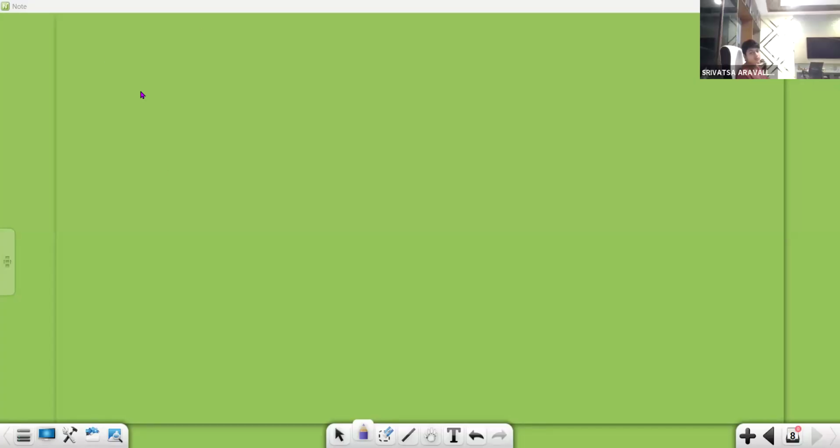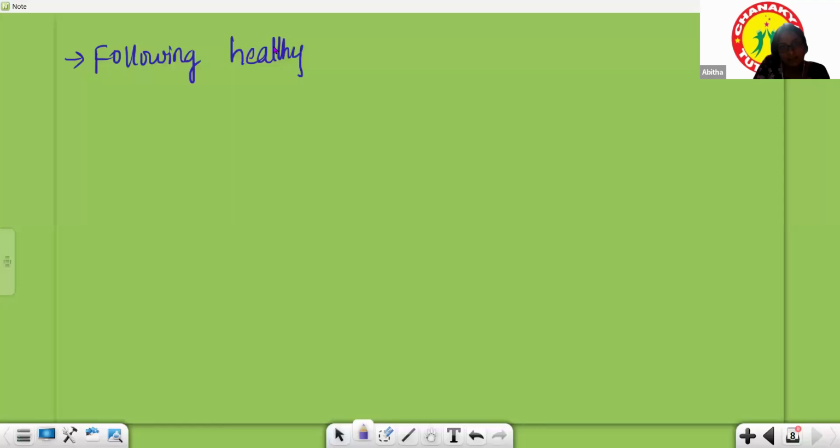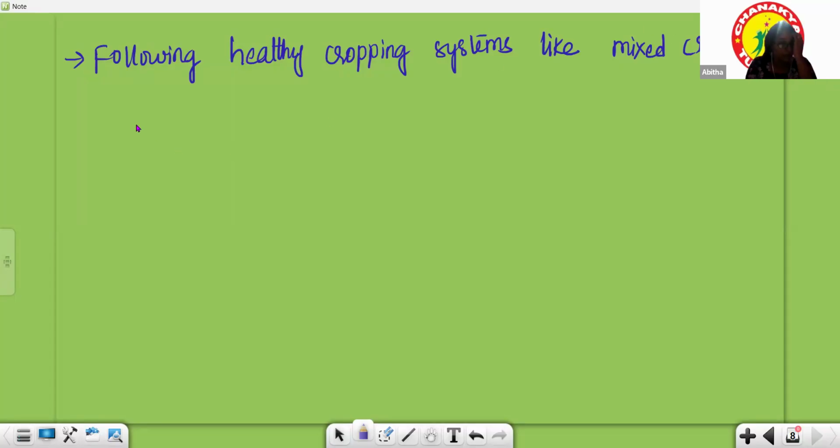So following healthy cropping systems like mixed cropping, intercropping, and crop rotation.